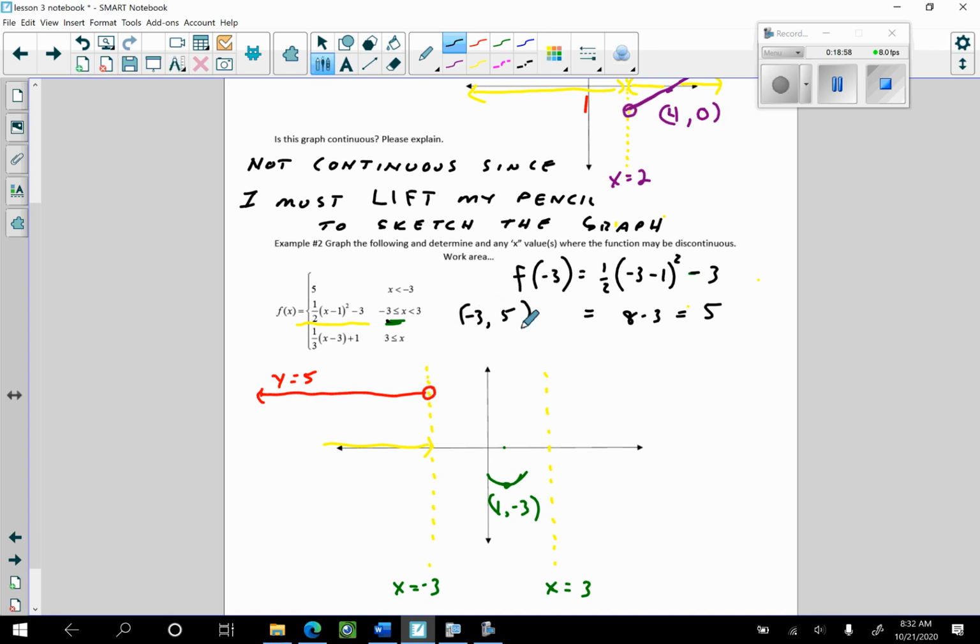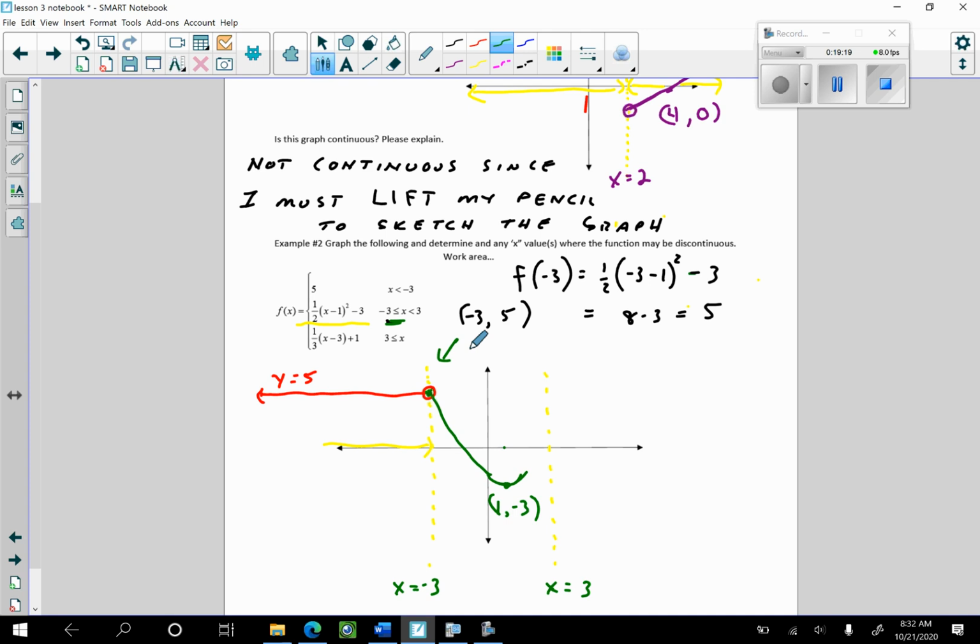So look what my quadratic is going to do. It's going to come all the way up here and go, oh. And guess what I just did? I just filled in that open circle, because that point right here, (-3, 5), is on the graph.